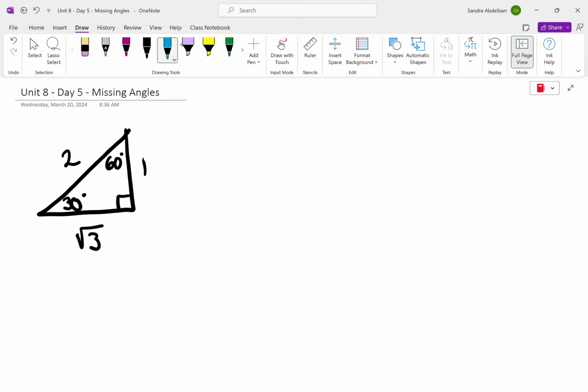Now let's talk about the 45, 45, 90. Again, we're assuming we are on the unit circle. So if we're on the unit circle, across from the 45 is 1, across from the other 45 is again 1, and across from the 90 is root 2.